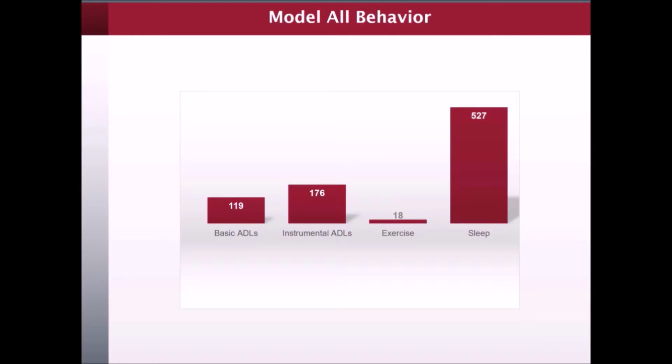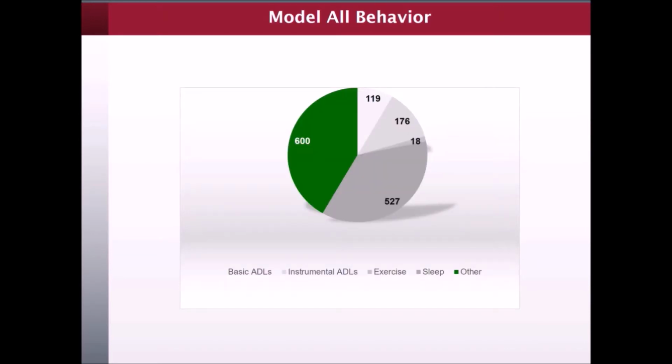So if we consider those categories and we put it into a pie chart to look at how much time people are spending on various activities, it would look something like this, where on average people spend 119 minutes per day on basic ADLs, 176 on instrumental ADLs, 18 minutes per day on exercise, 527 minutes on average for sleep, but that still leaves almost half of their daily routine unaccounted for in another category.